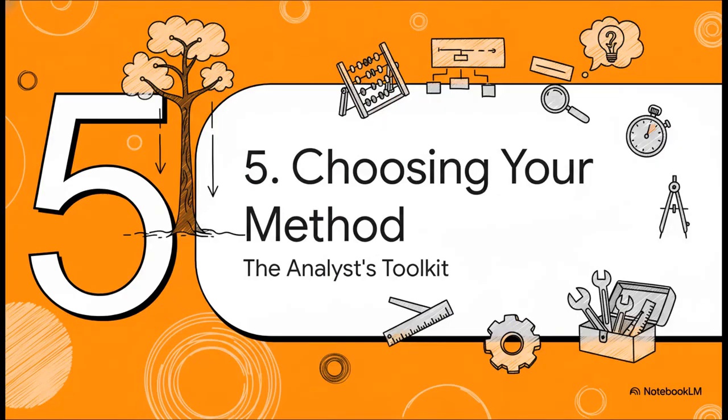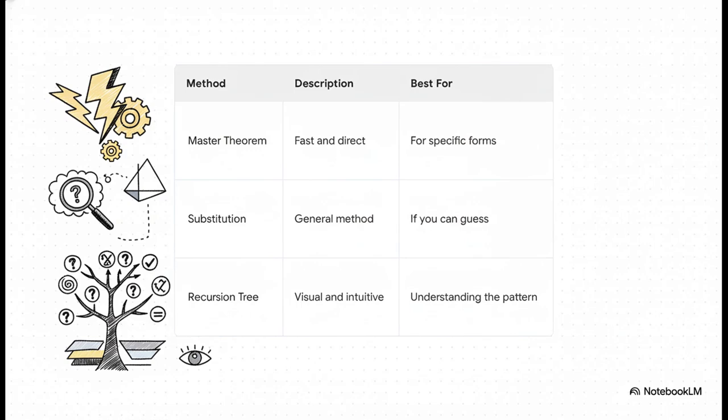So, we've seen how powerful this visual method can be. But you might be thinking, hey, what about the master theorem I had to memorize? It's a fair question. So, how does the recursion tree fit into the broader analyst's toolkit? You know, I like to think of it like this. The master theorem, that's your power tool. It's super fast, but it only works for very specific kinds of recurrence relations. The substitution method is what you use when you already have a strong hunch about the answer, and you just need to formally prove it.